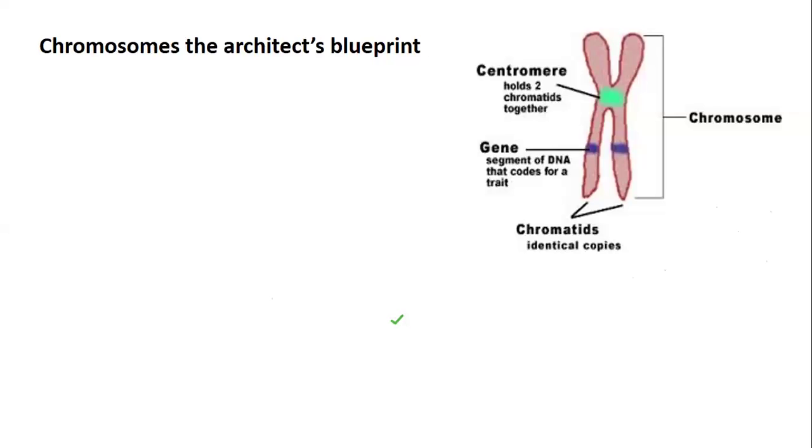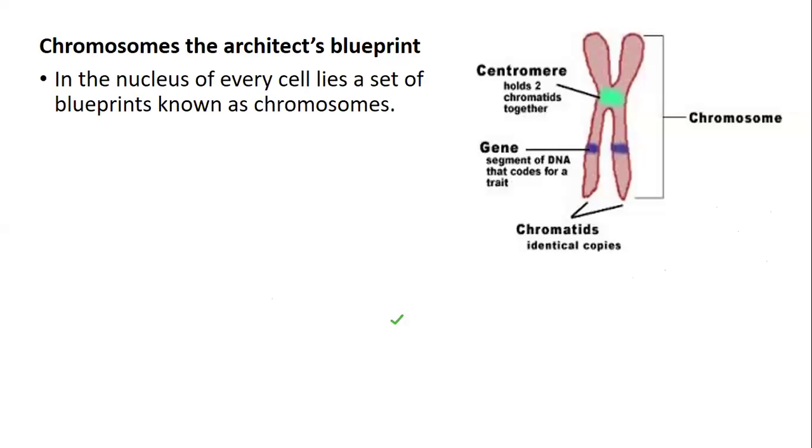Similar to an architect's blueprint, it carries all the information about the house, whether it will have 10 windows, 1 window, 3 windows, big doors, small doors, how many rooms, and so on and so forth. So that's why we are saying that in the nucleus of every cell lies a set of blueprints known as chromosomes. The definition you gave earlier is the correct definition. And this one, I'm just doing it to help us understand it at the simplest possible level.